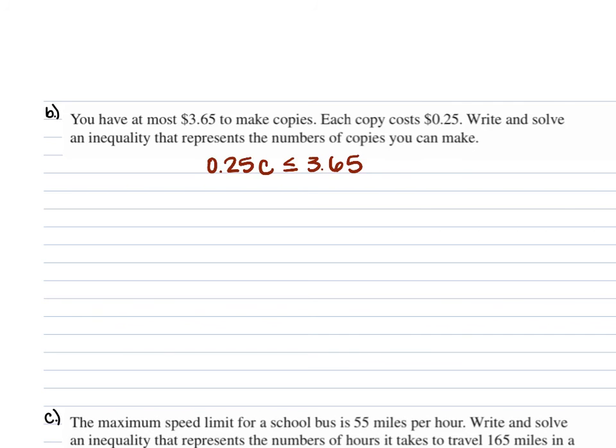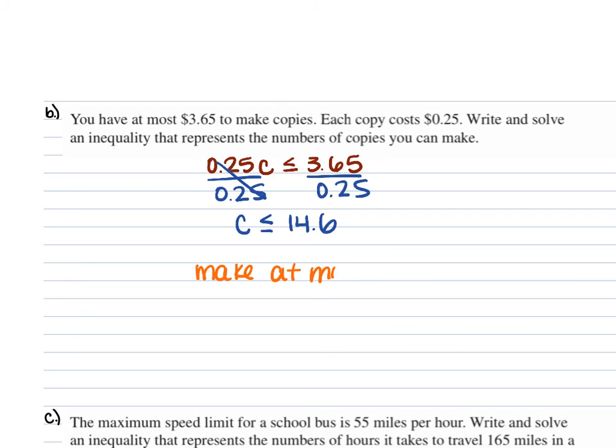When we divide each side by the 0.25, we will get our answer that we're looking for, that c is less than or equal to 14.6. Now, you can't make 0.6 copies or partial copies; they have to be wholes. So we would go down to 14, so you can make at most 14 copies.